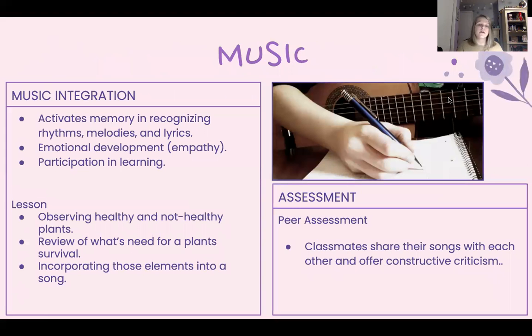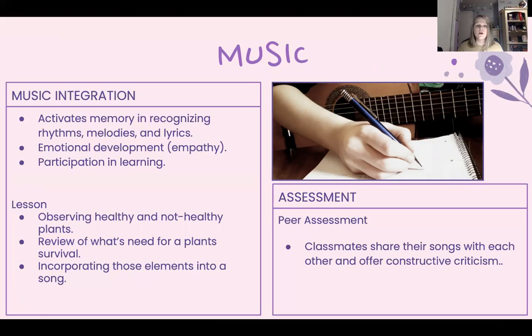So for music, music integration is so important to the classroom. It activates memory in recognizing rhythms, melodies, and lyrics, helps with emotional development, and it encourages students to participate in their own learning. In regards to memory, I think with the reinforcement of creating a song about photosynthesis and using specific vocabulary, my hope is that students will be able to remember the lyrics, and it will come easier and easier over time for them to remember what they learned and how they learned it, and that was through songs.